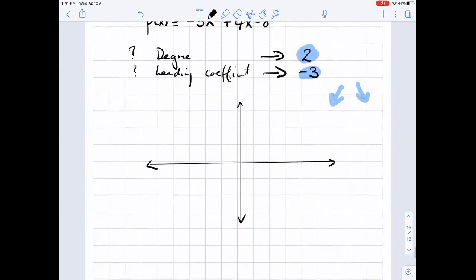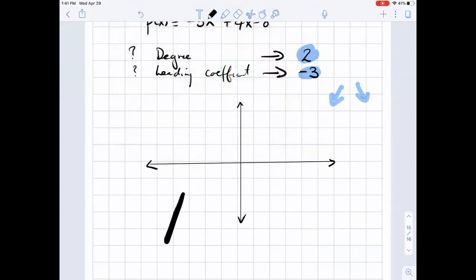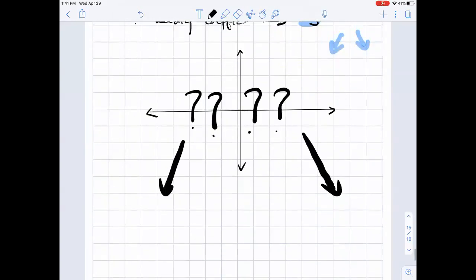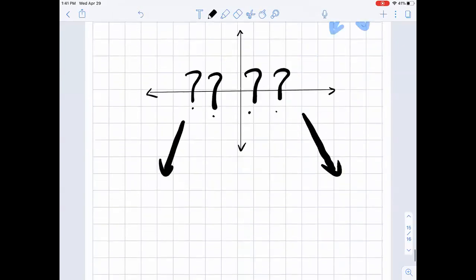All you know right now is that this graph is going to come down this way, and it's going to come down this way. You don't know what's happening in between, nor do we care to know. That's all we know. The end behavior will be like this.